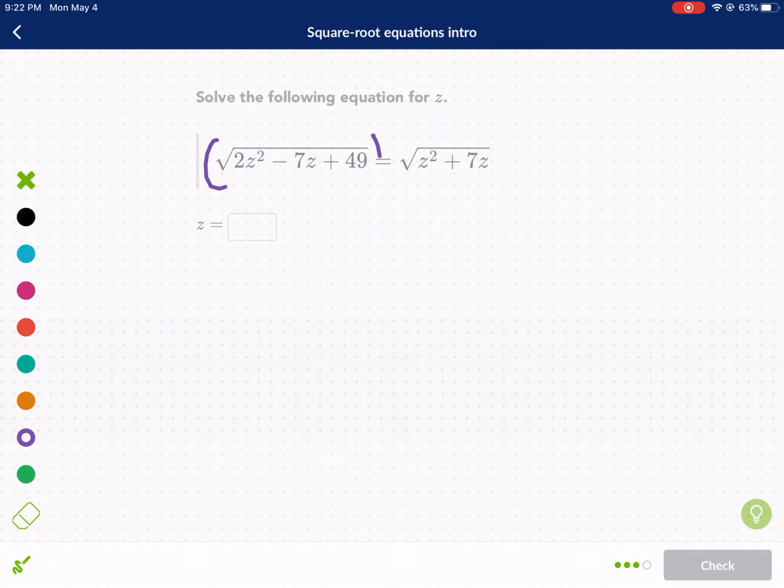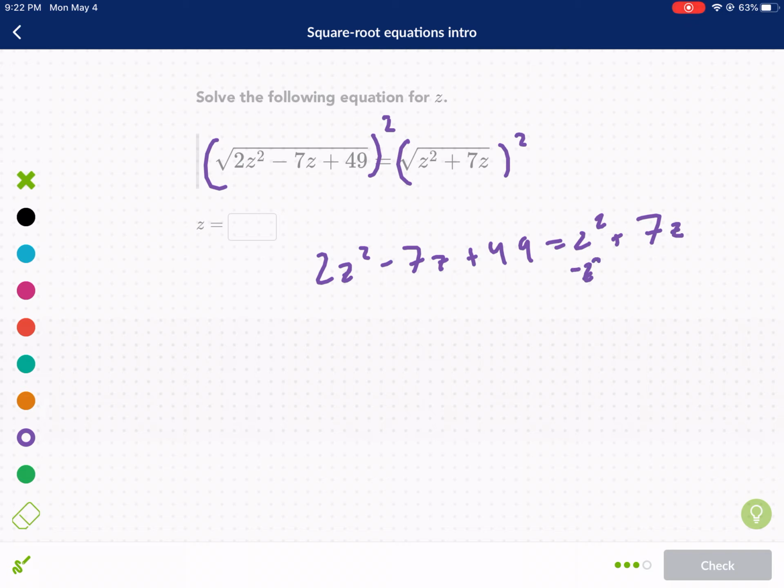Holy macaroni. Well, this isn't as bad as it seems. It does got to look bad, but I'm going to square both sides. Square both sides. We get 2z squared minus 7z plus 49 equals z squared plus 7z. It's not as bad as it seems. So we subtract z squared, subtract 7z, subtract 7z, subtract z squared.